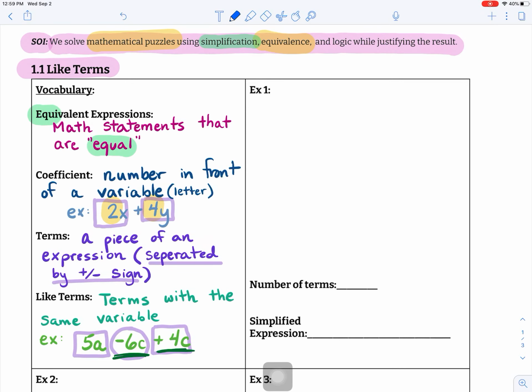So example 1, I would say just a simple direction of simplify. And what I'm asking you to simplify is this expression. So I want you to write this down. 2x plus 6x minus 4y.